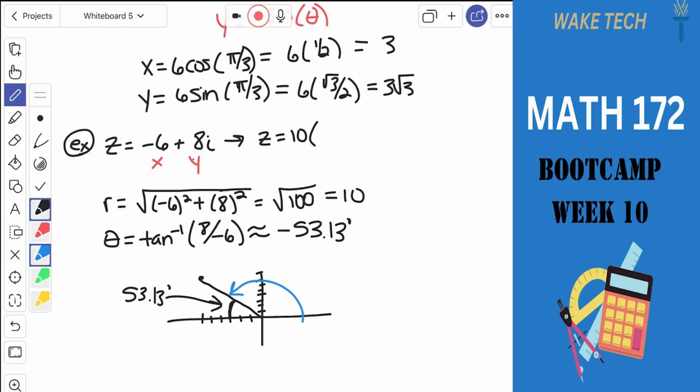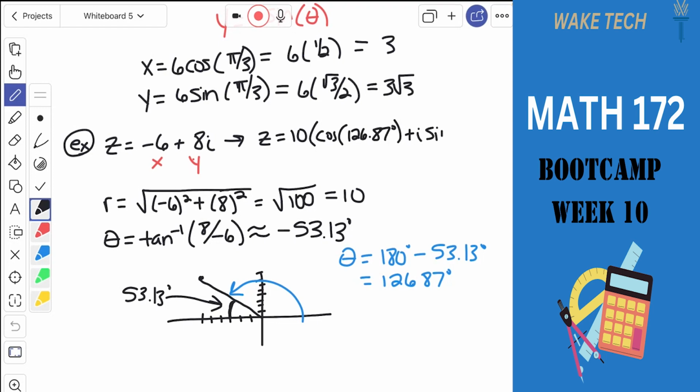The angle in standard position then, theta, is 180 degrees minus 53.13 degrees, which is 126.87 degrees. So our complex number is 10 cosine theta plus i sine theta.